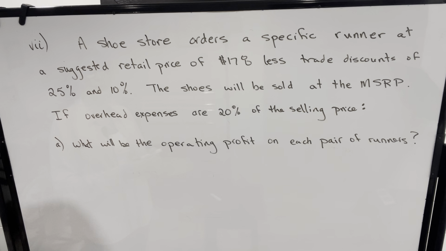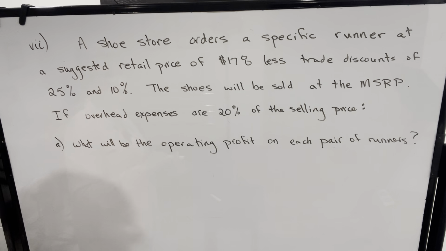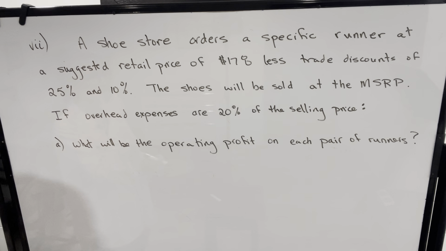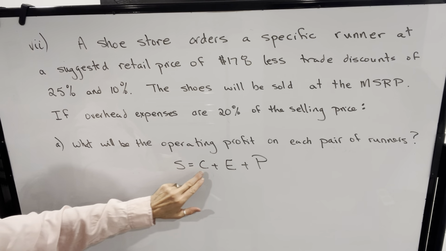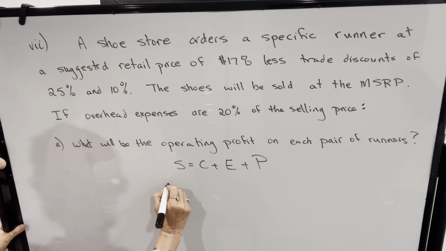In our last example, it says a shoe store orders a specific runner at a suggested retail price of $178 less the trade discounts of 25% and 10%. The shoes will be sold at the manufacturer's suggested retail price, which is $178. If the overhead expenses are 20% of the selling price, what will be the operating profit on each pair of runners? So in our formula, we're going to be finding profit, so we need to know these other values. We know the selling price is given as $178.